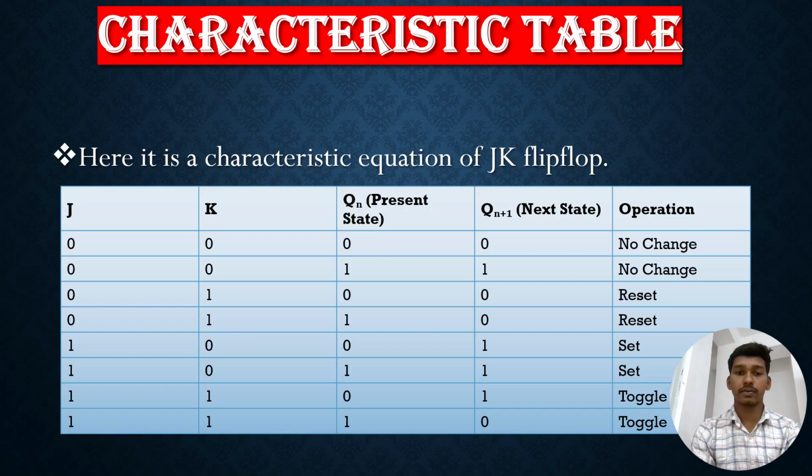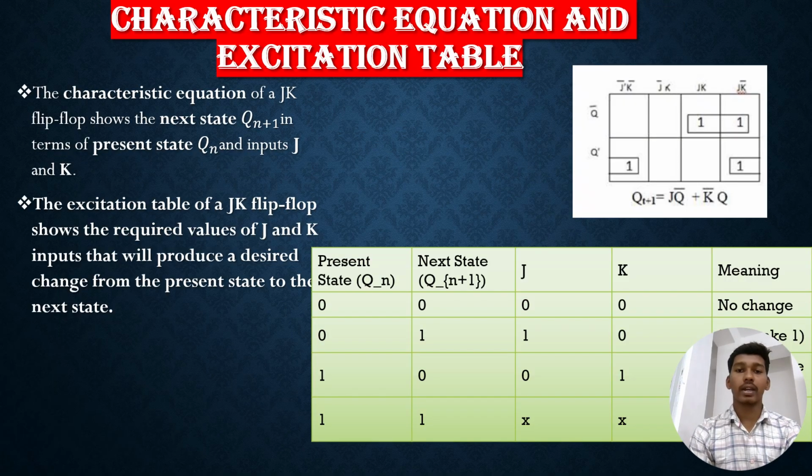The characteristic table behaves the same way for every flip flop. Here is the characteristic table of the JK flip flop. It is very similar to the SR flip flop. Next are the characteristic equation and excitation table.